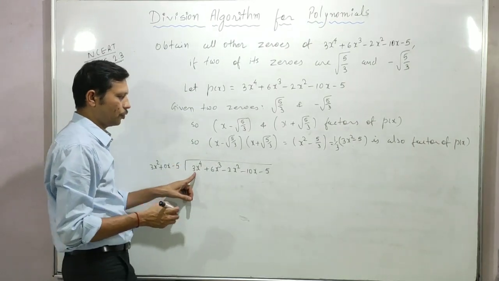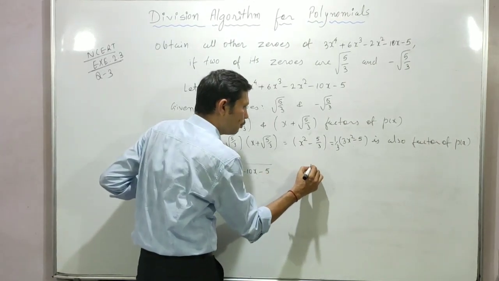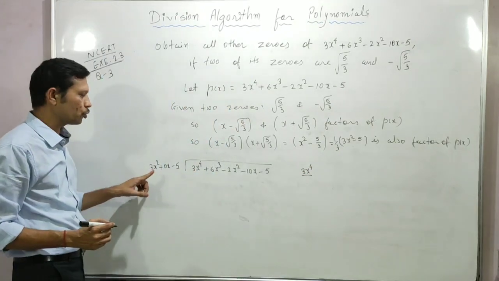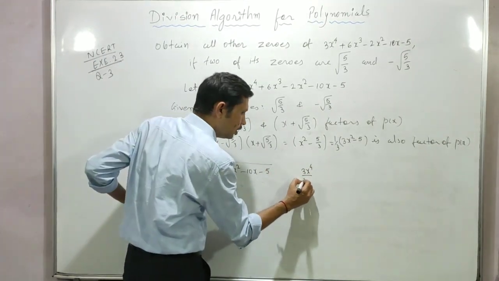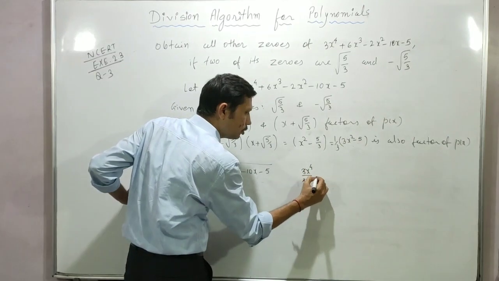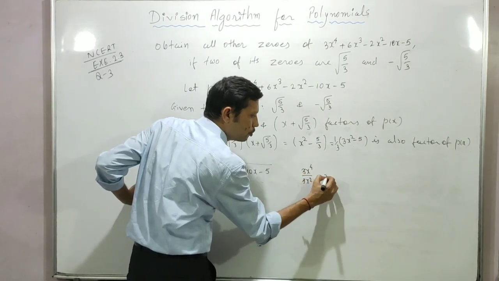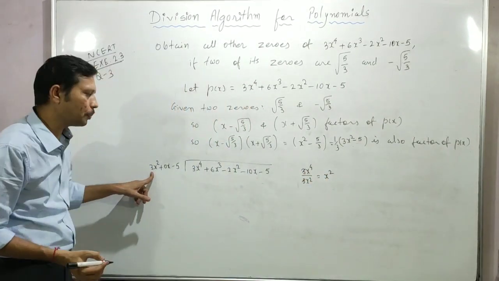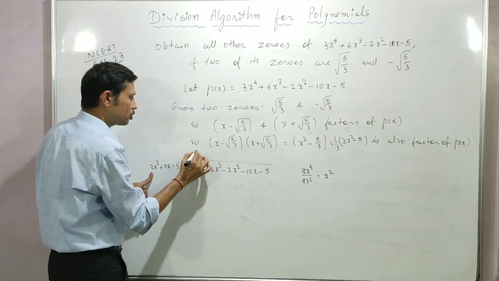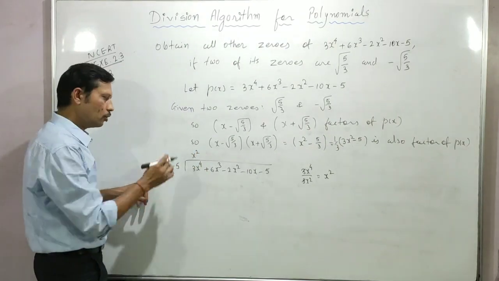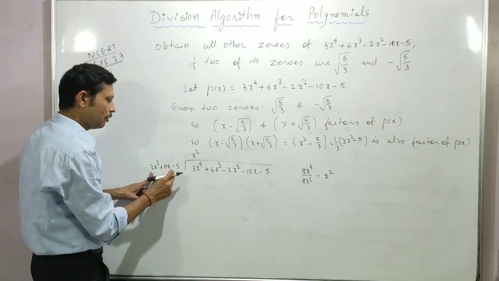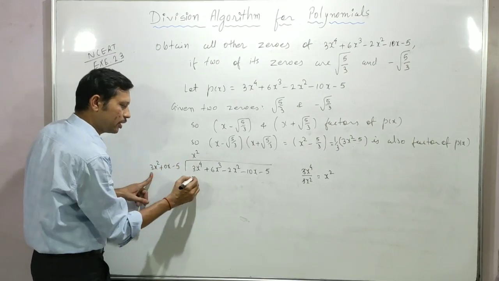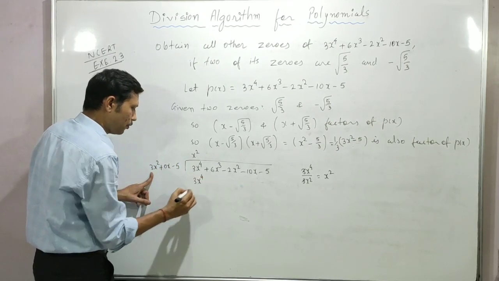Now, for the first term of the quotient, the first term of the dividend, 3x to the power 4, should be divided by the first term of the divisor. The 3s cancel out, and from the 4, when I subtract the 2, only the power 2 remains. So x square is our first term of the quotient. Now x square multiplies with all the terms, so x square multiplied by 3x square gives 3x to the power 4.